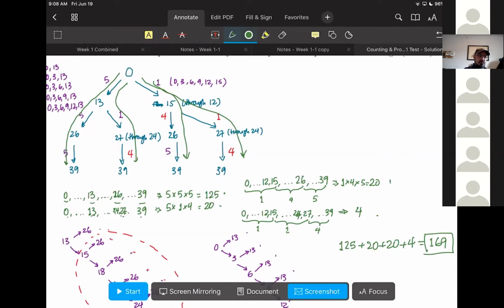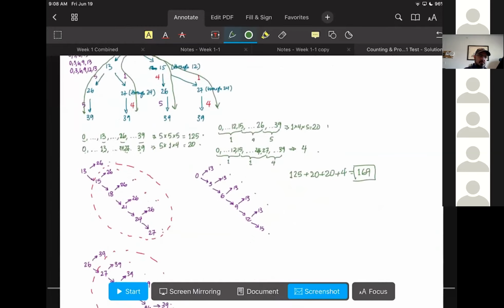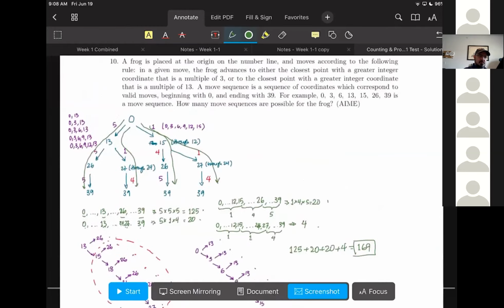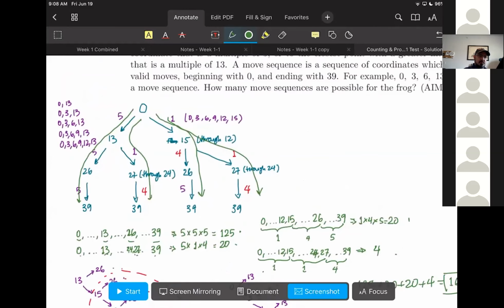There's different ways that you could break up the cases. I think this one is pretty fast. You don't actually have to write down all these trees. You can quickly see there's only 1 way to get from 0 to 15 if I don't go through 13, because I have to keep going through multiples of 3.